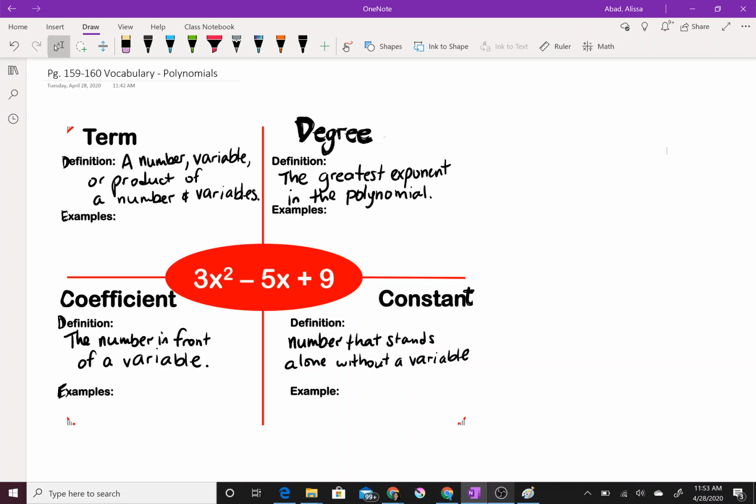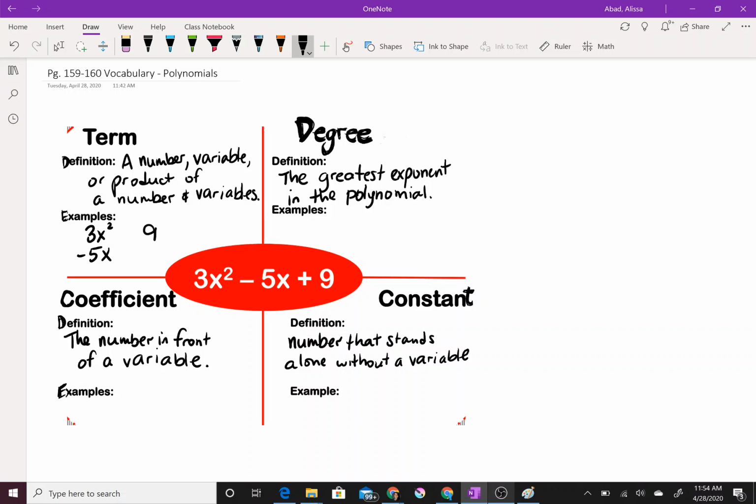Definition of that is a number, variable, or a product of a number and variables together. So for example, in this polynomial, 3x squared minus 5x plus 9, the terms are separated by the plus signs. So any terms that are not like terms, they can't be combined, those are each of the terms. So I have 3x squared, negative 5x is another term, and 9 is another term. So this polynomial has 3 terms.